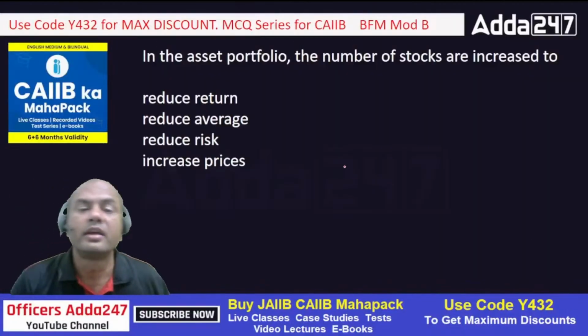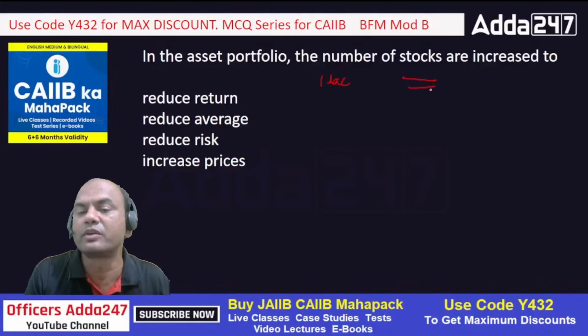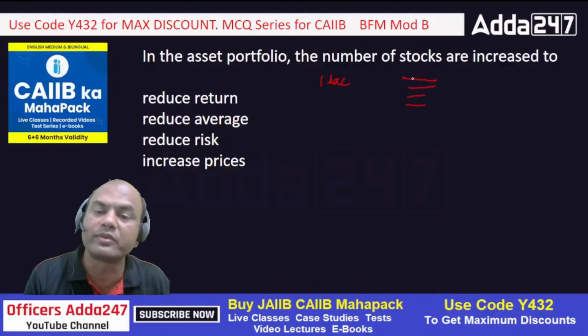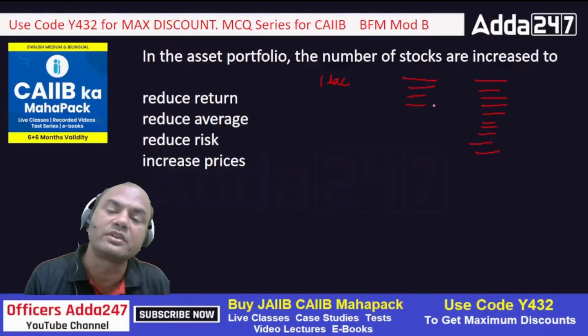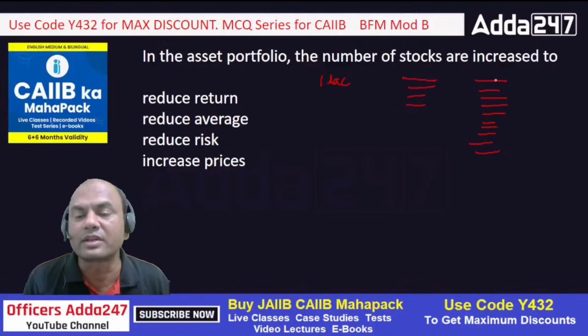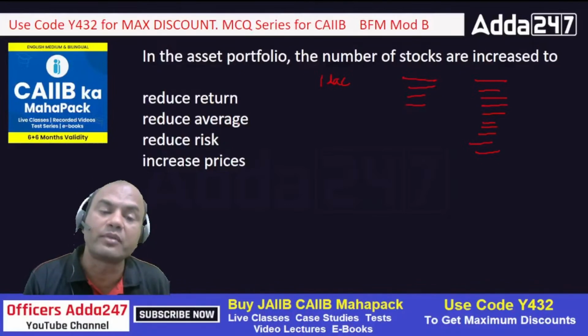Okay. In the asset portfolio, the number of stocks is increased to, suppose imagine, I'll give you the same example, 1 lakh. Then I invest in 4 stocks, 1, 2, 3, 4, Reliance, Tata, all these names. Instead of investing in 4 stocks, 25,000 each, now I invest in 10 stocks, 10,000 in each. So what is the advantage of taking 10 stocks instead of 4 stocks? Reduce return, reduce the average, reduce risk, and increase prices.